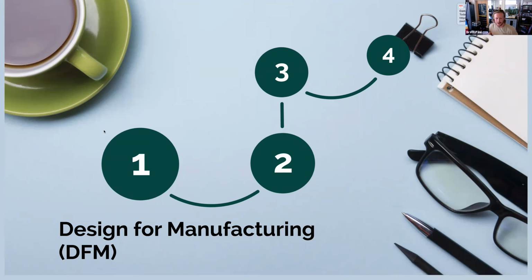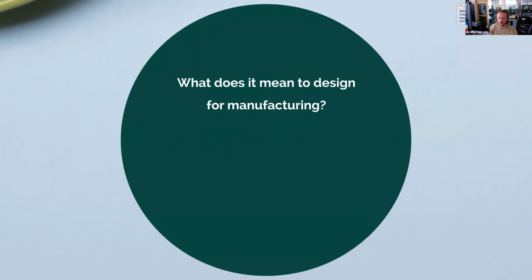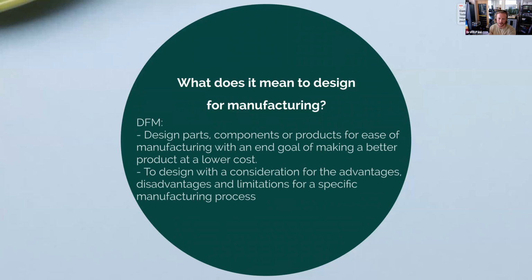So design for manufacturing, we like our acronyms in engineering, is also referred to as DFM. So what does it mean to design for manufacturing? It means to create parts, components, products for the ease of manufacturing, right? With an end goal of making a better product at a lower cost. It also means to design considering the advantages, disadvantages, and limitations of a very specific manufacturing process.